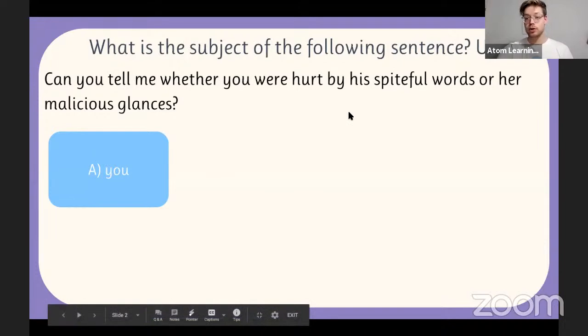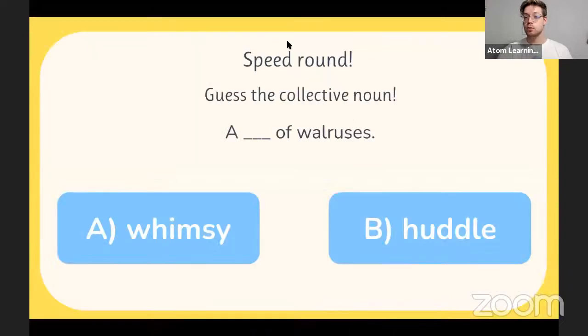Okay. So I just couldn't resist. I can't resist one more question. You know how I feel about collective nouns. You've seen the video I showed in yesterday's lesson of me talking about the different collective nouns. So just a fun final question before we get going. Do you know the collective noun for a group of walruses?